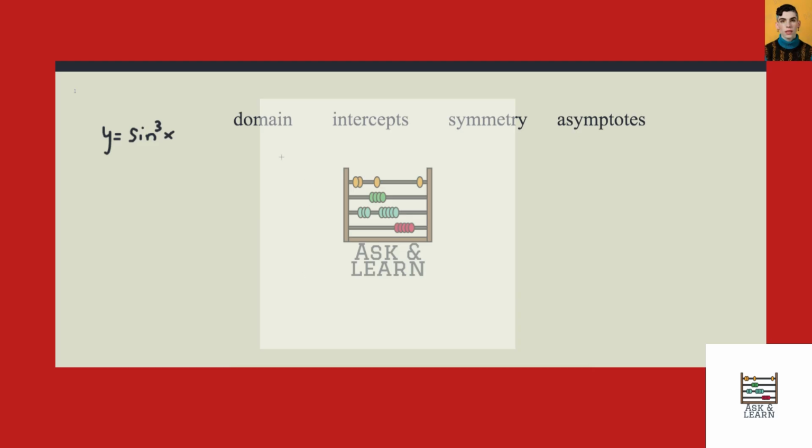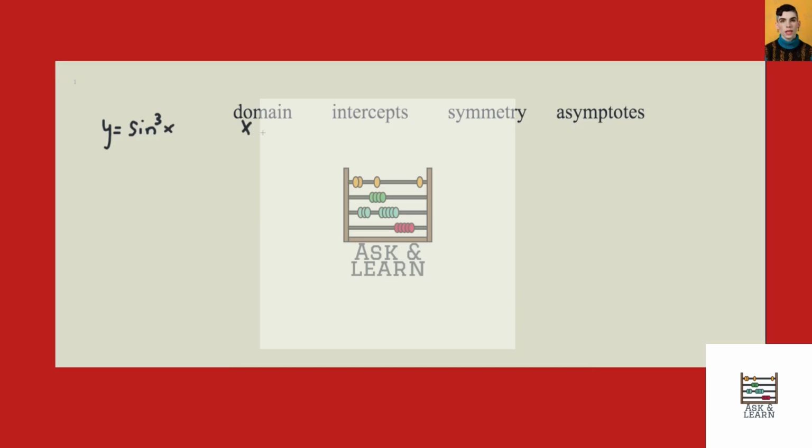The domain for this function is x is all real. And if we did want to find the range, it would be, because it's a sine function, from -1 to 1. The intercepts, the first one is (0, 0). And we have another intercept at every pi n, where n is an integer, 0.